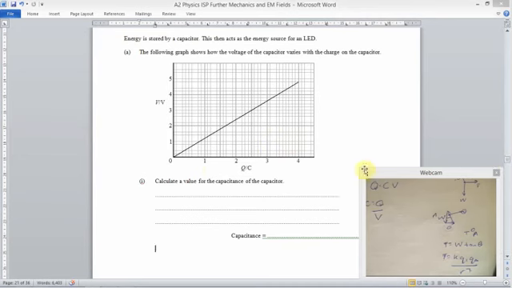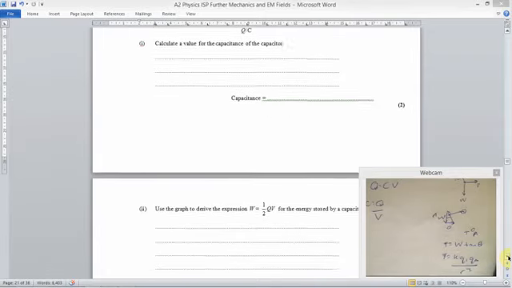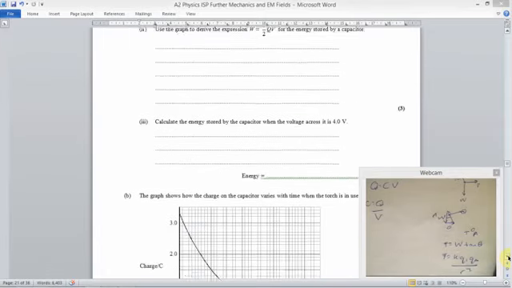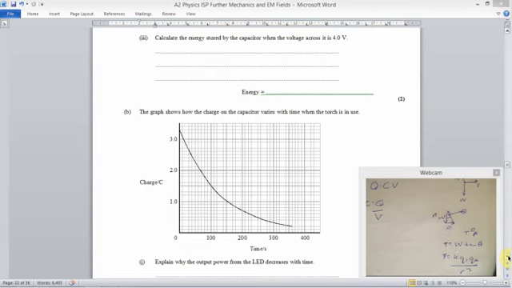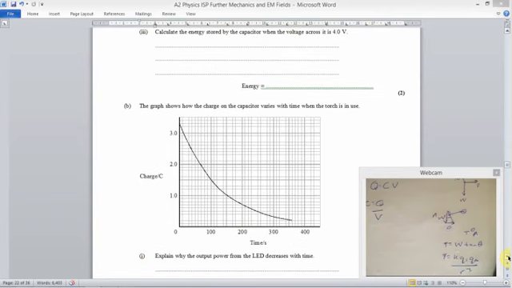So it's going to be 4 times by, I think that's 4.8, divided by 2, or something along those lines. So just be careful with your change in voltage and change in charge. Again, I won't go through that in detail. It's something that you can figure out yourself. The graph shows the charge of a capacitor varying with time.